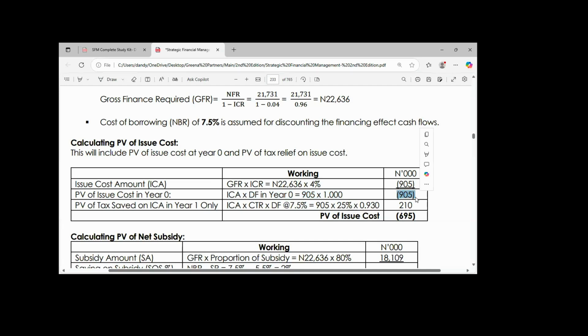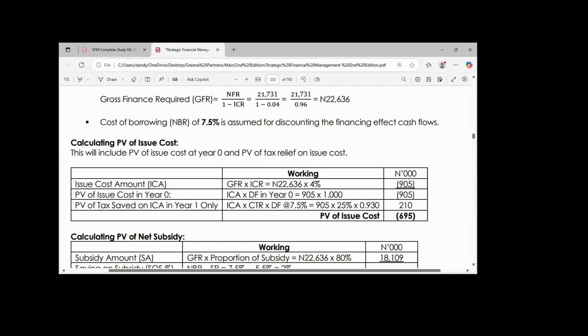Then the last thing we are going to do is to calculate the PV of tax saved on the issue cost amount in year 1 only. To do this, you multiply the issue cost amount with the company tax rate to get the tax saved. Then you discount it for year 1 only. So you need to calculate the discount factor for year 1 at 7.5%. You will recall that I mentioned that anything you are going to do under the PV on financing effects, you are going to use 7.5%.